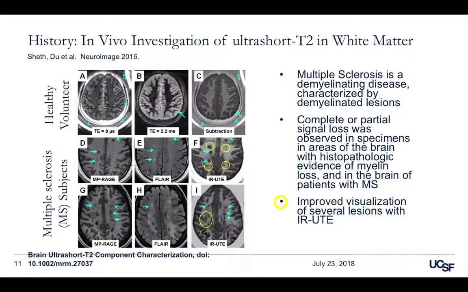More recently, they've shown that in multiple sclerosis, which is a demyelinating disease, you can see the loss of this Ultrashort-T2 brain component in demyelinated lesions. Some of these correlate nicely with the typical MPRAGE and FLAIR methodologies. Yellow highlights here show several lesions where the visualization was actually improved by using the inversion recovery UTE approach.